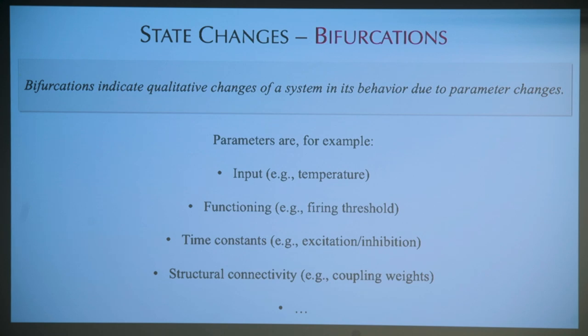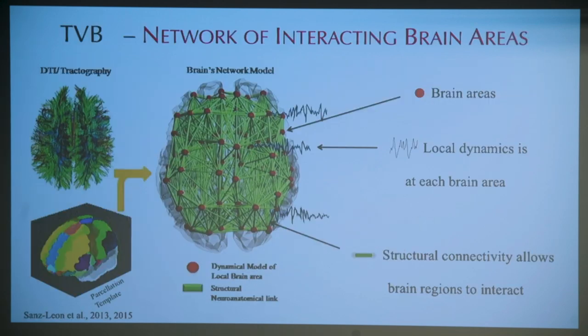We can change constants, time constants, like the kinetics of excitation and inhibition. Or we can also, of course, change the connectivity, meaning that we can manipulate the weights, or like the stroke example that Petra showed, that we can take a healthy virtualized brain and take parts out. Okay. So, questions? Interrupt if it's fine. Okay.